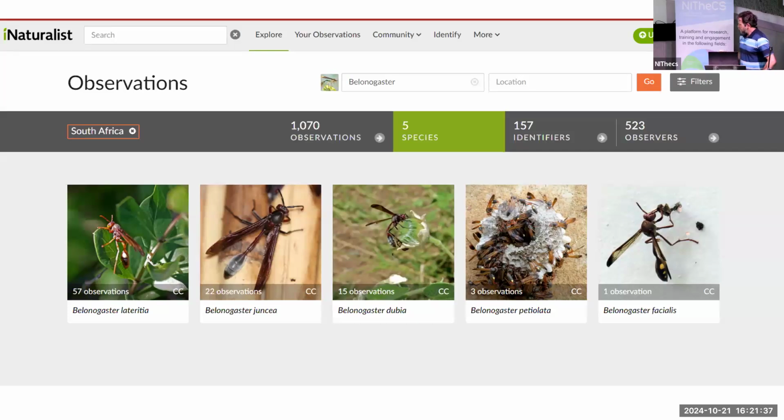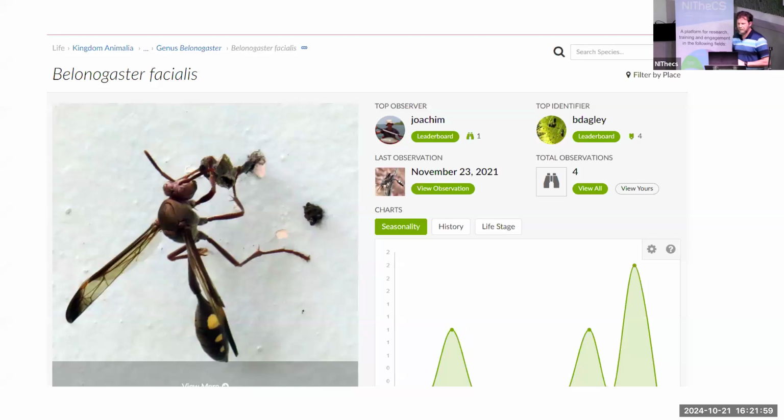Here we have the other group I talked about, the needle-waisted wasps, Melanogaster. That's what it means. And you can see very, very different morphology from the others. So for South Africa on iNat, we have 5 species and not very many observations. And this one species only has 1 observation. So I just quickly want to focus on it.